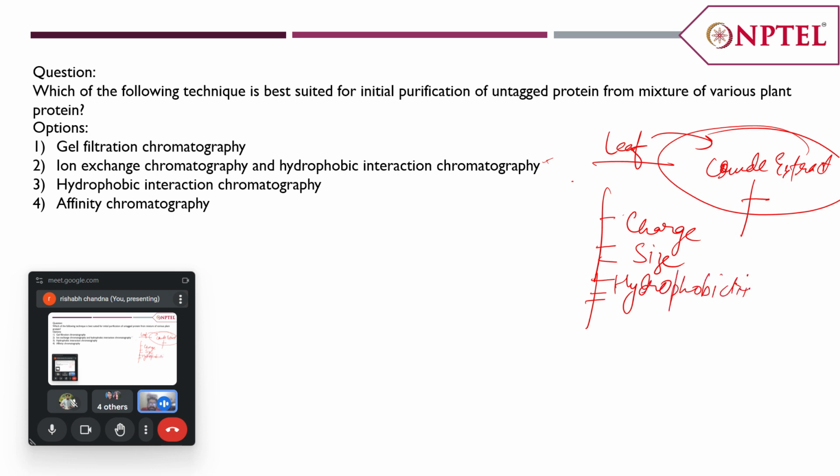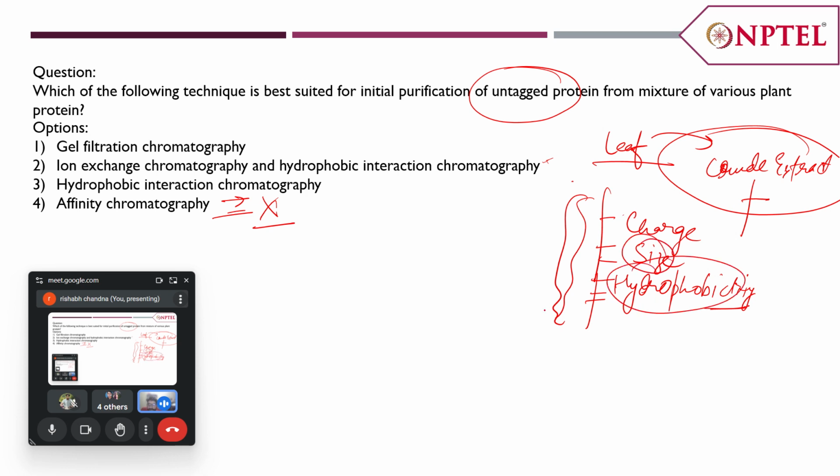So a combination of multiple chromatographies would be used, and here it's an untagged protein. In case of affinity chromatography, we generally use a tagged protein to purify it from a crude extract. So affinity chromatography is not involved here. Now, we might know the size based upon the gene length or something, but we might not know the size and hydrophobicity of the particular protein.